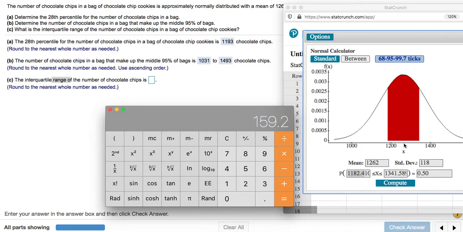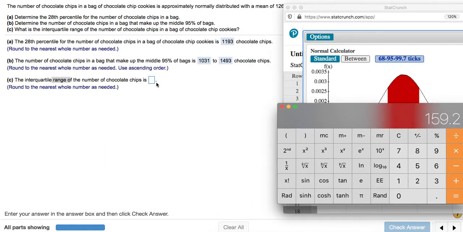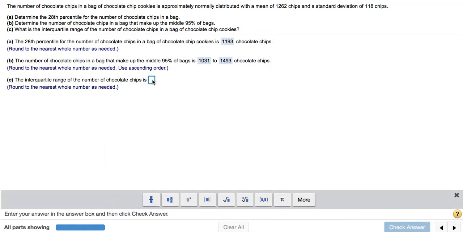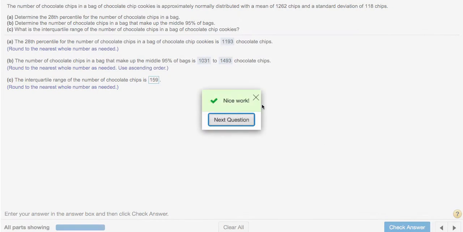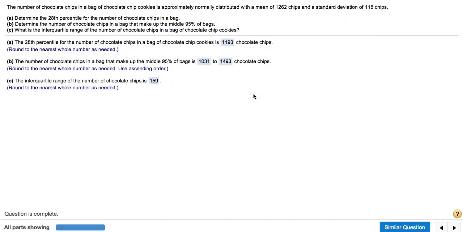If you have 50% of your data in the middle, how far are you traveling? How far do you have to go from here to get to here to actually get 50% of the data? So that was 159. I'll check my answer. And that is it for this problem.